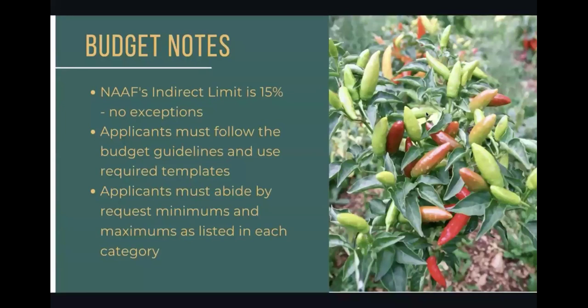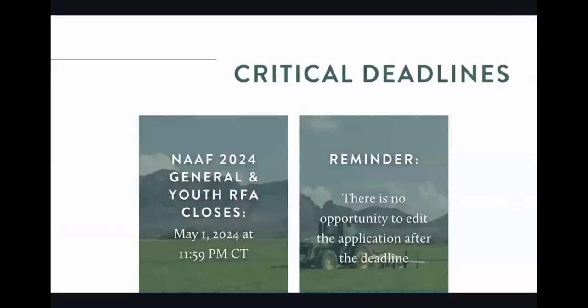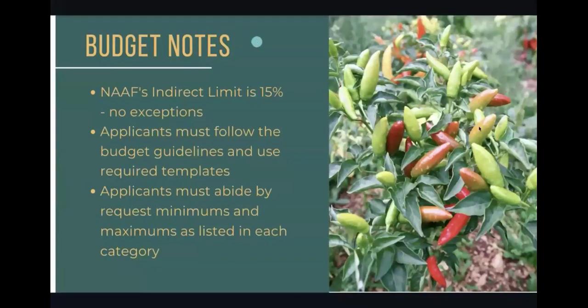This is especially good to note if your project will have intermediary funds, which covers scholarships, regrants, or loans. Any funds in the intermediary category do not count towards your indirect limit. So whenever you're filling out your application budget, please remember to refer to our budget guidelines and make sure that everything adds up correctly. As I mentioned, we ask all applicants to follow the budget guidelines and use our templates. If your application does not include a NAAF budget template, that may impact your success. And applicants must abide by request minimums and maximums as listed in each category.